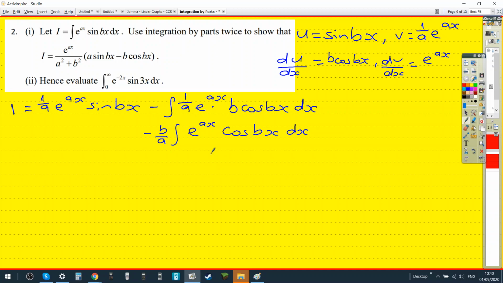So u is equal to cos bx. And so what's du/dx? b sine bx. And don't forget, minus b sine bx. And I believe v and dv/dx are the same. Okay. So the integral of this bit, cos bx times 1 over a e to the ax.